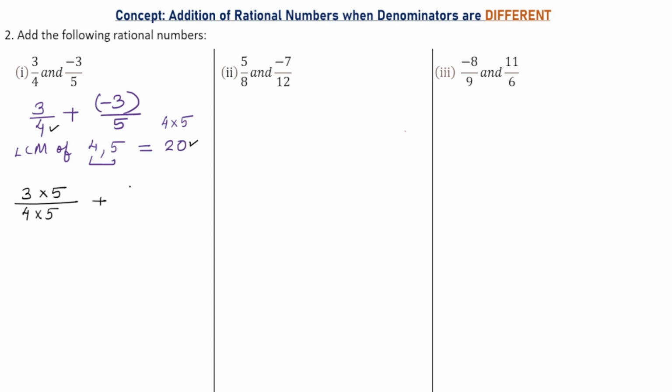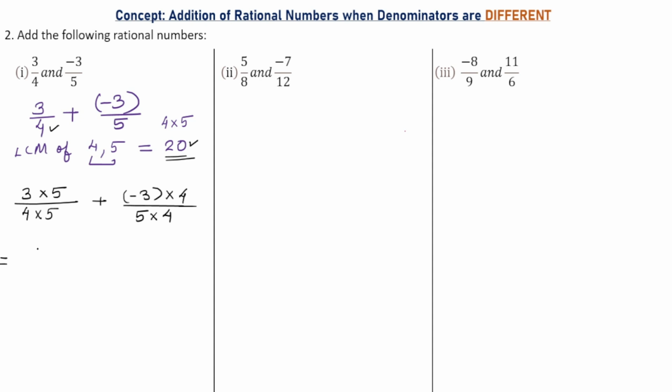Now we are going to repeat the same thing with the second rational number. So you have minus 3 by 5. Now what should I multiply to 5 to make it 20? So 5 into 4 becomes 20. If I am multiplying the denominator by 4, I have to multiply the numerator as well by 4.